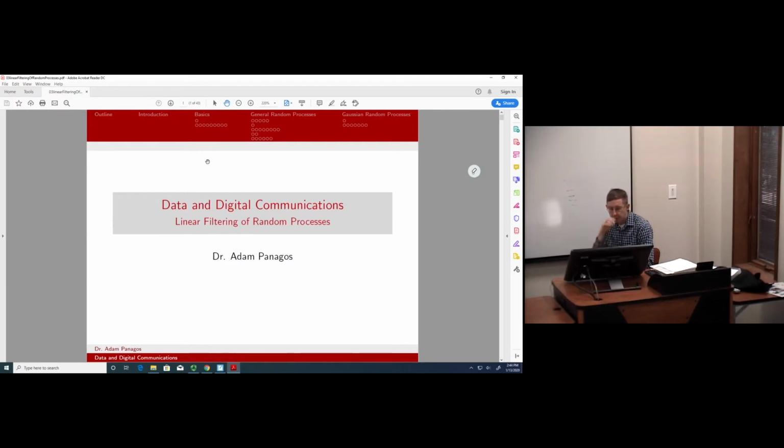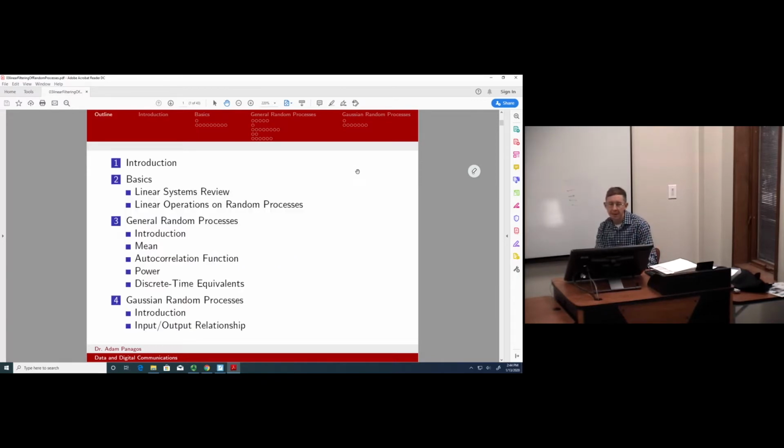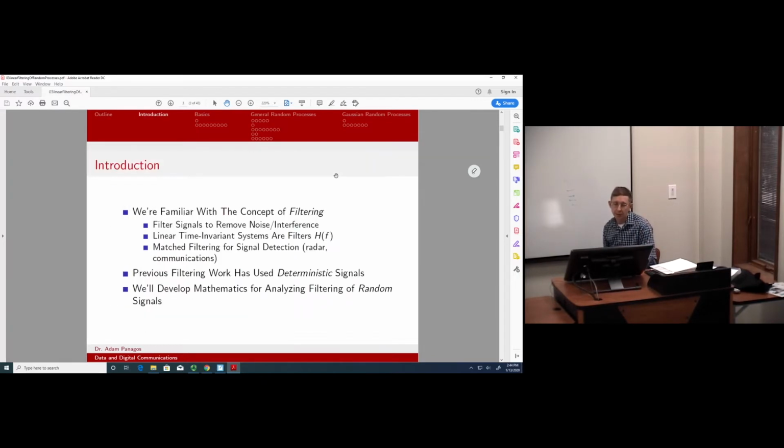This is chapter 3 in your text, called Linear Filtering of Random Processes. Basically, how do I describe the output of a linear system given that its input is random? To do that, we're going to start off reviewing. We're going to write down some equations for deterministic signals, kind of a review of undergrad linear systems.